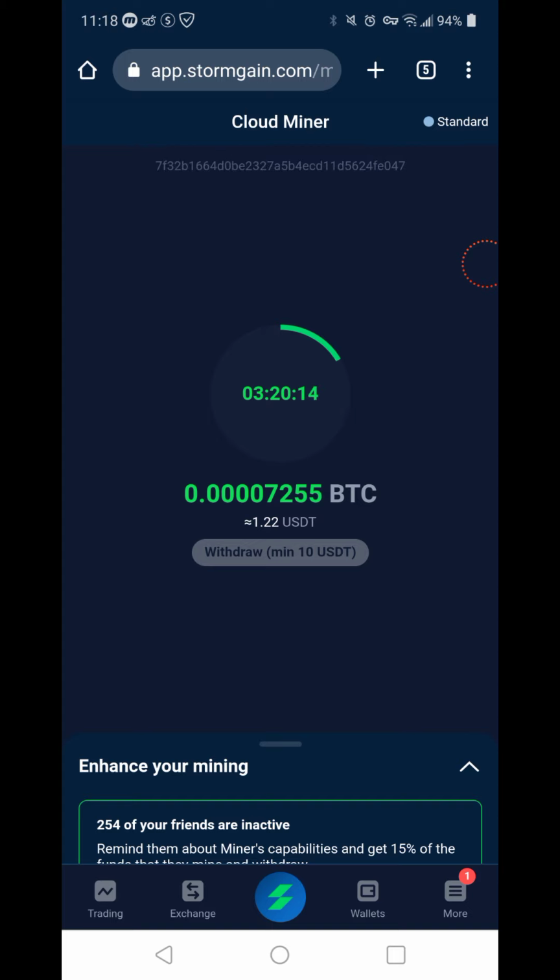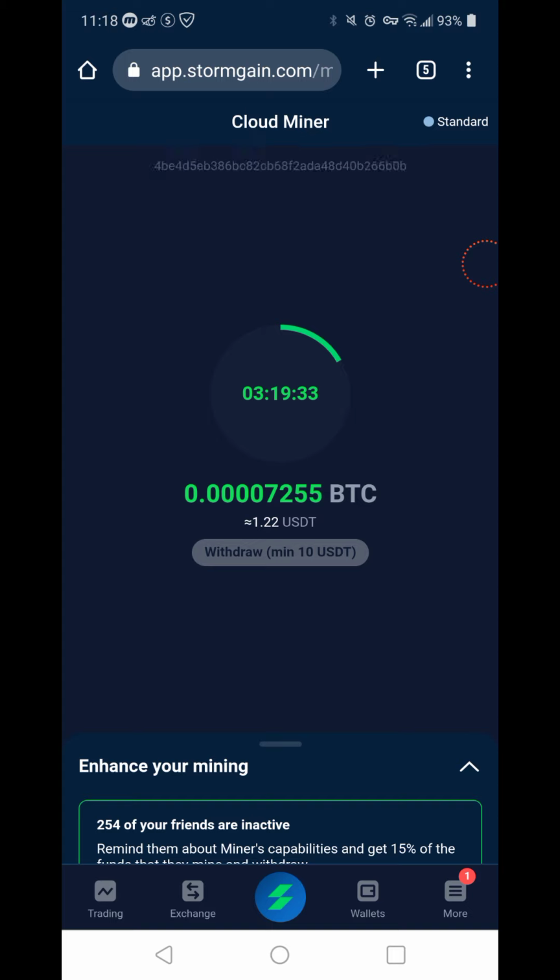Now, the way to make that go up quicker, there's two ways. One is to refer people, because I believe a day ago I withdrew $10 and I'm already back at $1.22. The only reason it's even that low is because Bitcoin is so low. When it was at its peak, I was able to withdraw $10, sometimes twice a day.